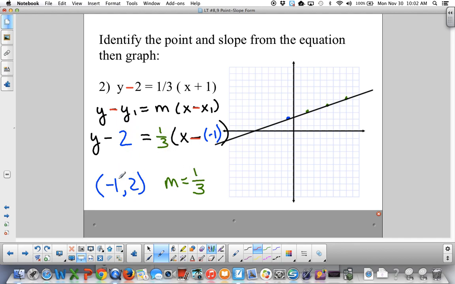So I plot my point negative 1, 2 right here. And I use my slope of 1/3, up 1 to the right 3, to get more ordered pairs. And that's how you graph your line.